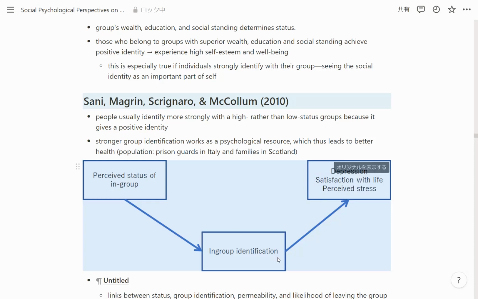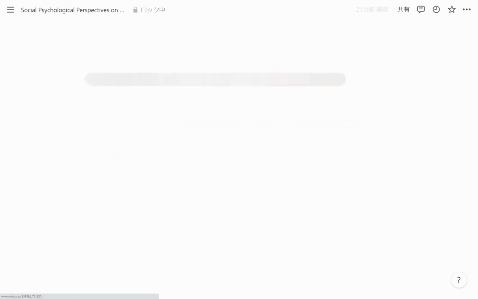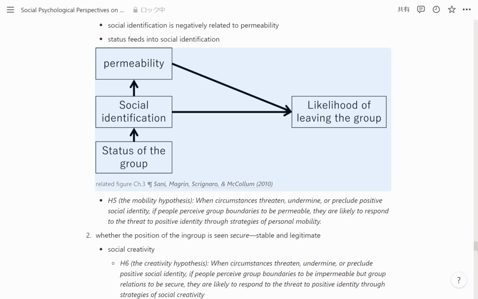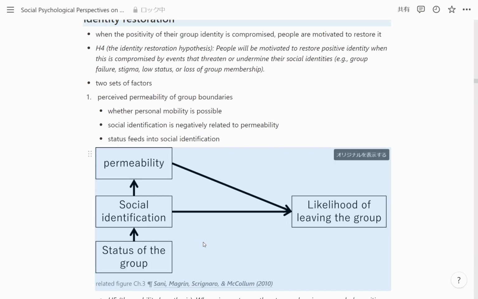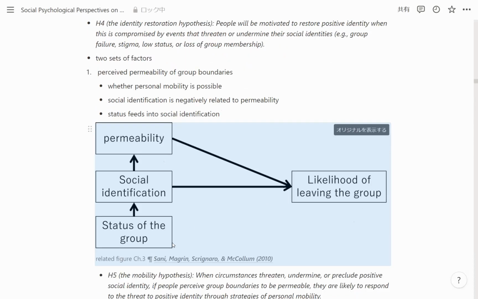And this figure is pretty similar to the ones we have seen in chapter 1, or actually this was chapter 2 maybe. So in this figure, it tells that when the status of the group is high, those who belong to that group are more likely to develop stronger social identification. So there is a positive association between the status of the group and social identification.